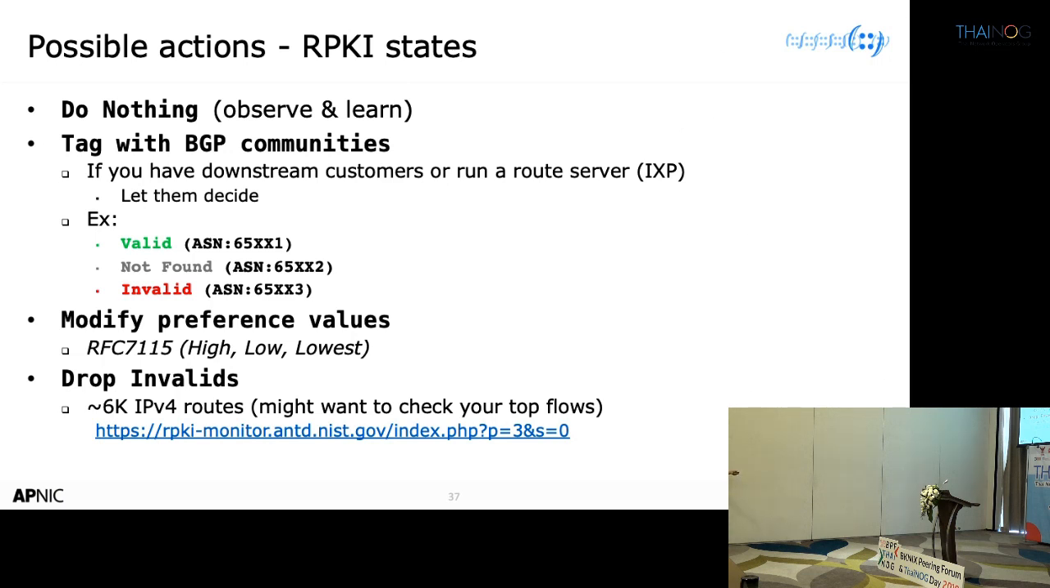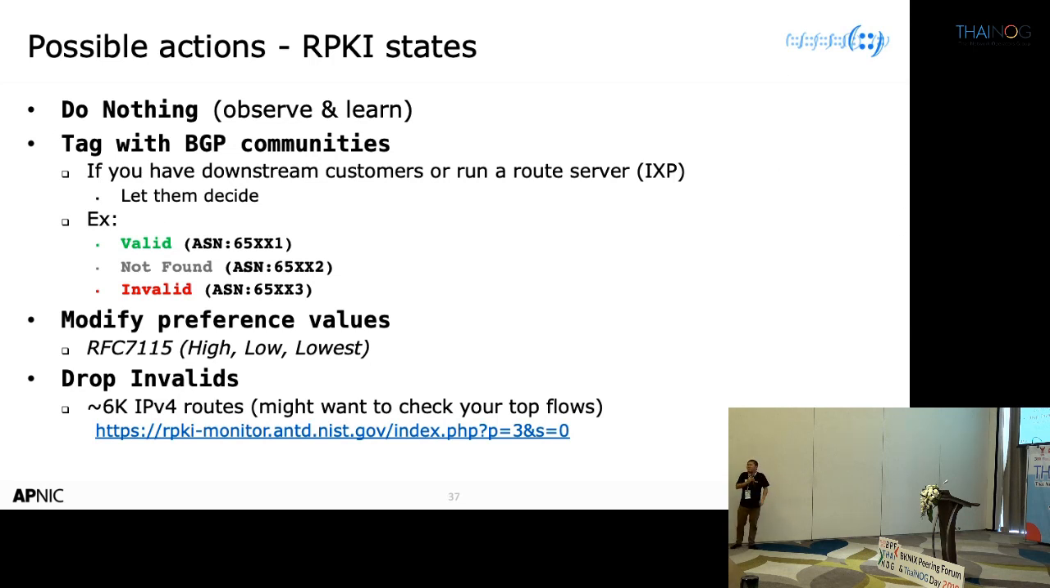Here I'm using a standard community tag. You can use BGP large communities if you want, right? You could go ahead and tag this route and send it down to your downstream. Let them decide what they want to do. Or even at an Internet Exchange, if you don't want to drop invalids, you could do this tagging.